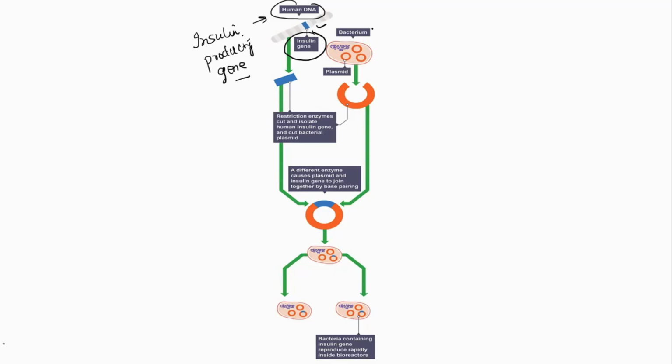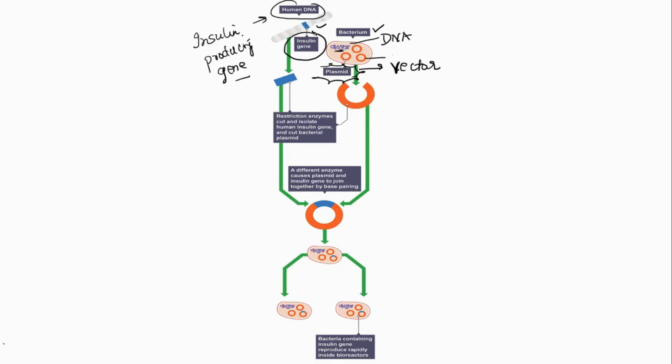Thereafter, you have bacterium, which is the tool for genetic engineering. So inside the bacteria, you have its main DNA and extra chromosomal circular double-stranded DNA, which is called plasmid, right? So plasmid is actually the vector in genetic engineering. This is the vector. That means it carries DNA from one place to another. And it is easy to work with plasmid rather than the main DNA.